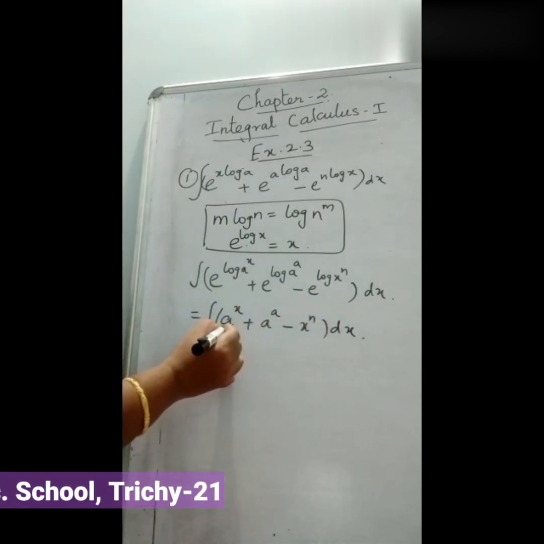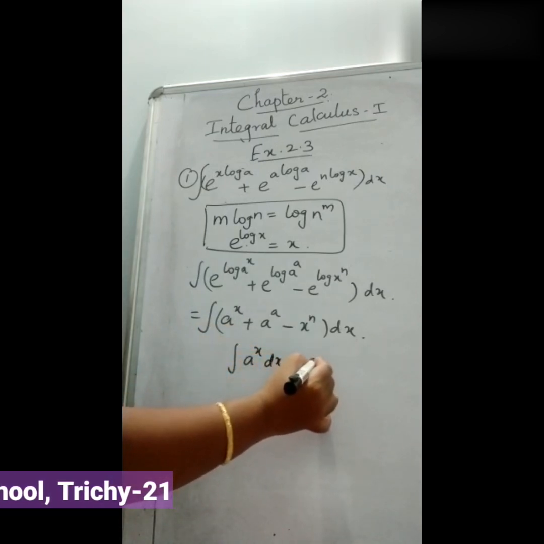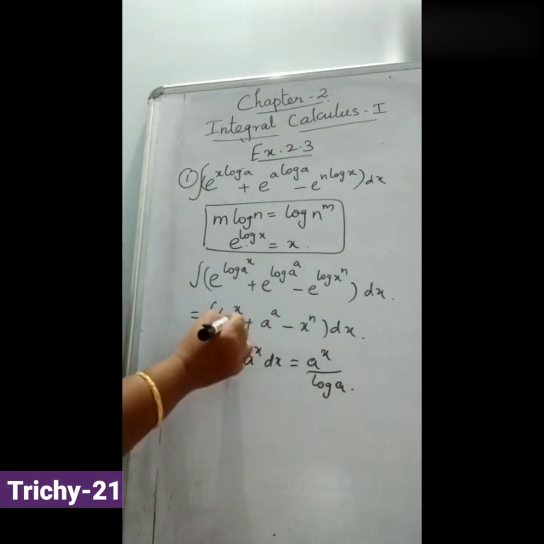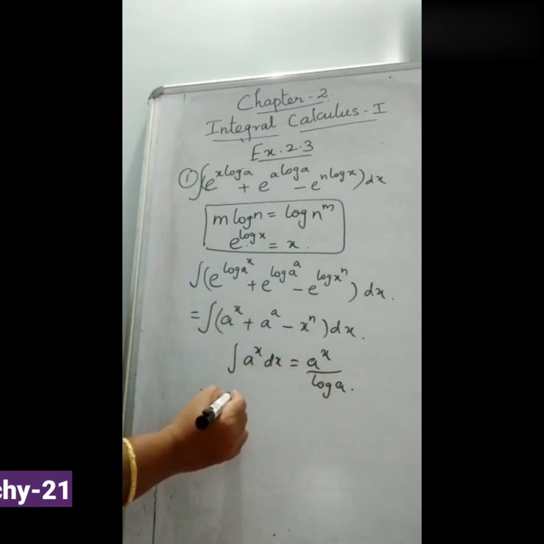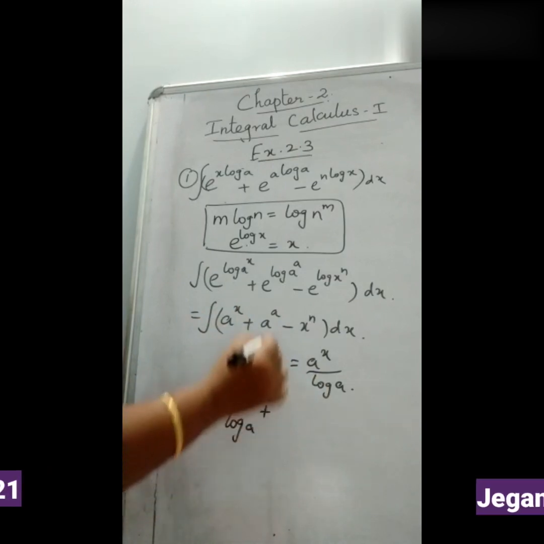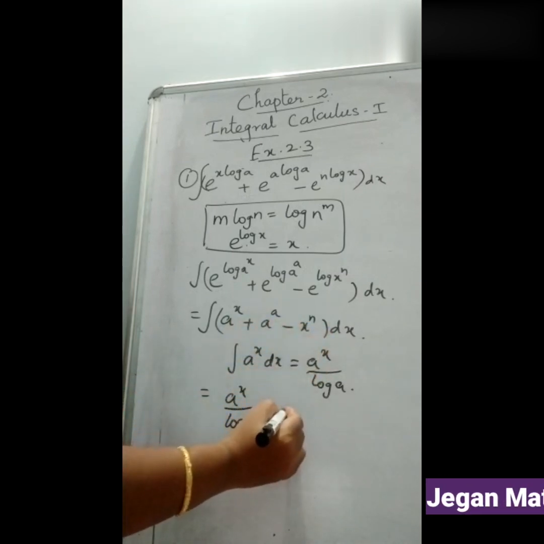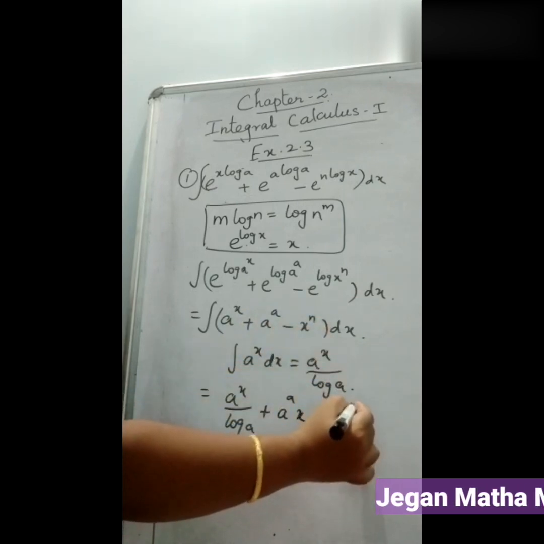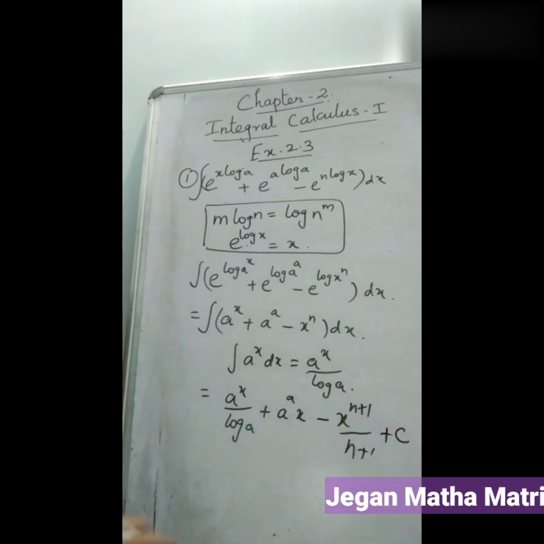Using the integration formula, integral of a power x into dx is equal to a power x divided by log a. Using this formula, we integrate this term, so instead of a power x we take a power x divided by log a. a power a is a constant term, so we integrate it as a power a into x, and x power n integrates to x power n plus 1 by n plus 1, plus c. This is the answer.